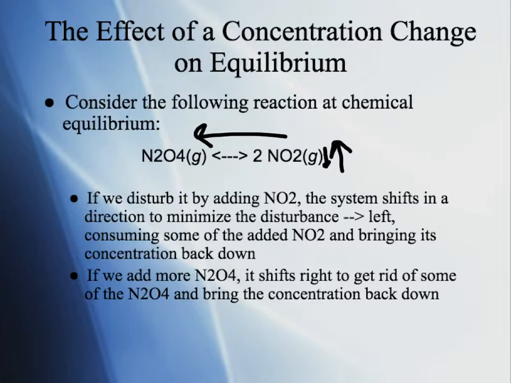Now, if we add, on the other hand, more N2O4, so we add a bunch of that, how do we get rid of all that excess that we just added? Well, we shift it to the right. Shifting it to the right will speed up the breakdown of N2O4 into NO2, and so it'll bring down the concentrations of N2O4, and we'll get equilibrium back again. So that's basically the concept of Le Chatelier's principle.